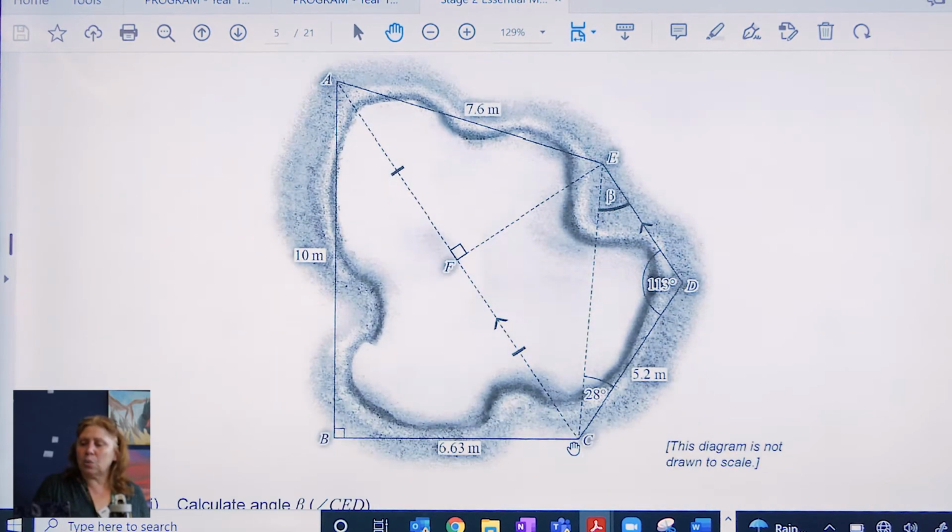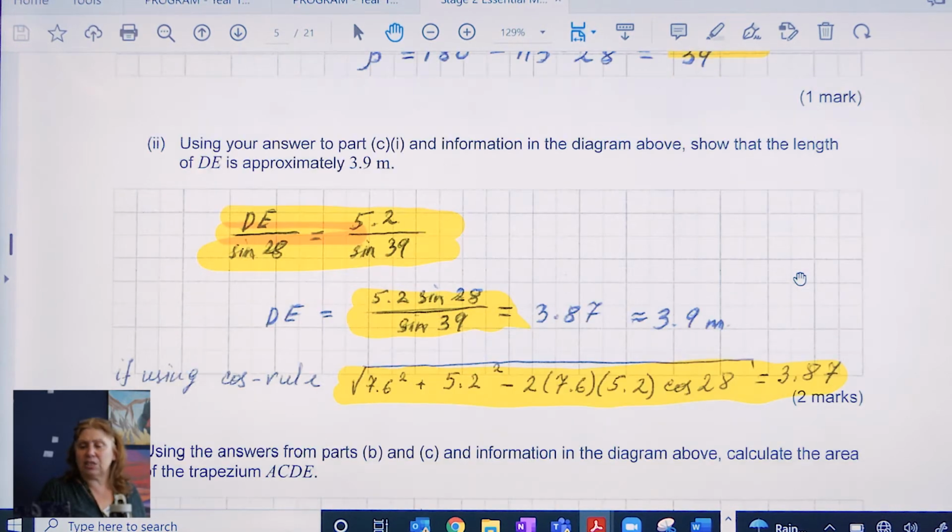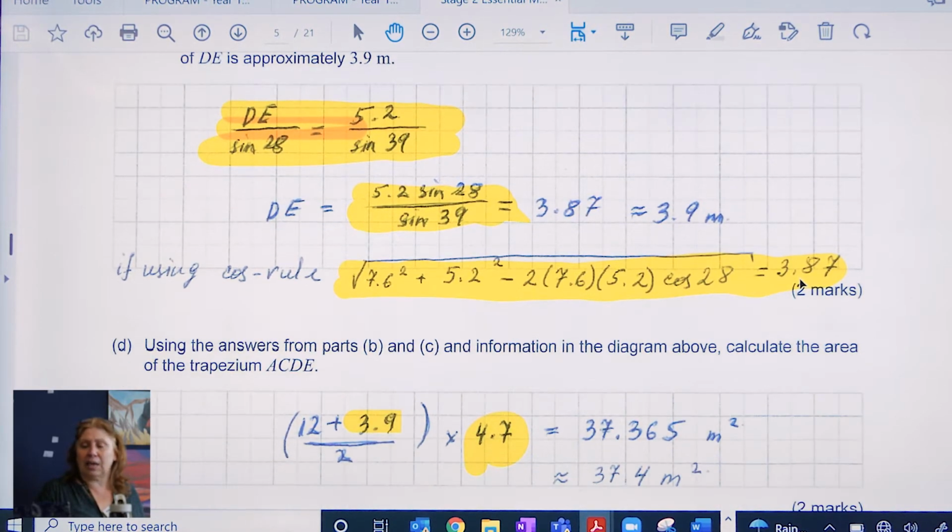So the next one is just to find out the angle. If they want to show the calculation, of course, it's great. If they did it just on a calculator straight, it's just 1 mark here. The next question is interesting, where it's 2 marks again.